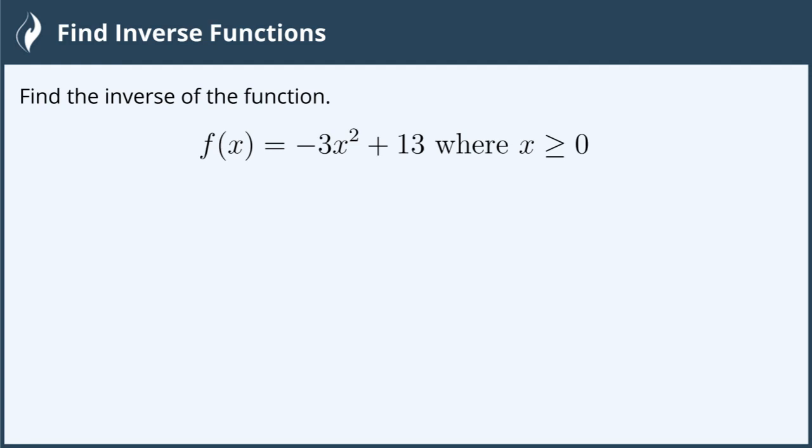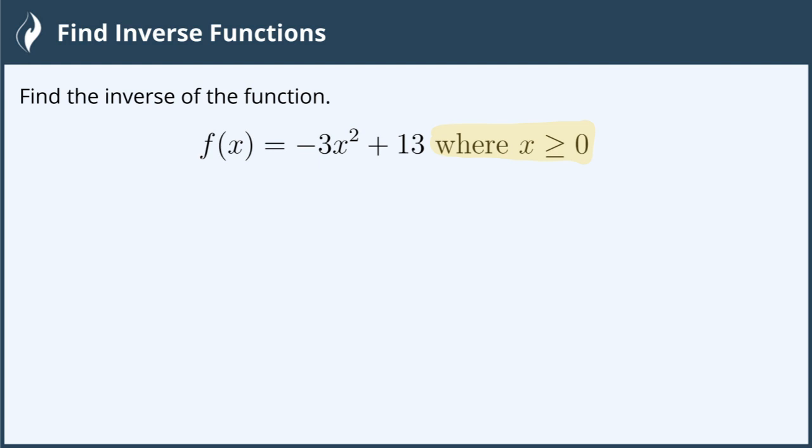In this video, we're going to find the inverse of the function f of x equals negative 3x squared plus 13, where x is greater than or equal to 0. This part at the end, where x is greater than or equal to 0, really tells us what values of x we can use so that the function has an inverse. That is because this would normally fail the horizontal line test that we use to check if a function has an inverse. So we're using just the values where it would pass.